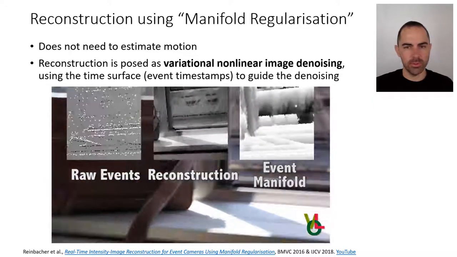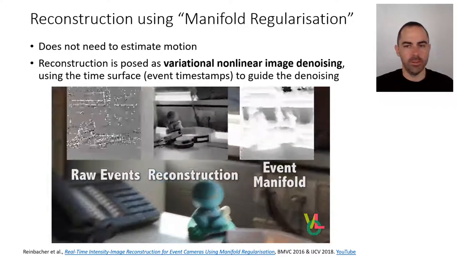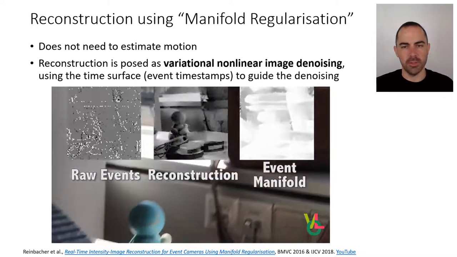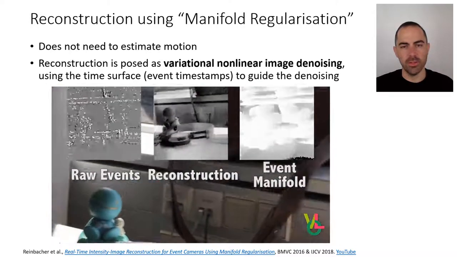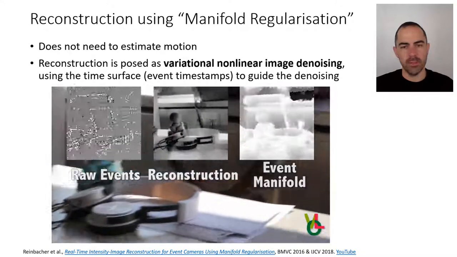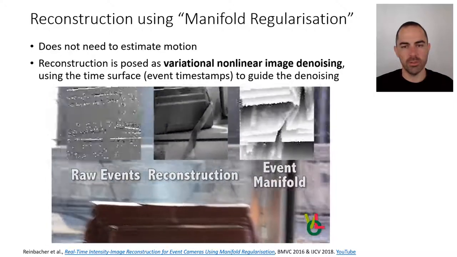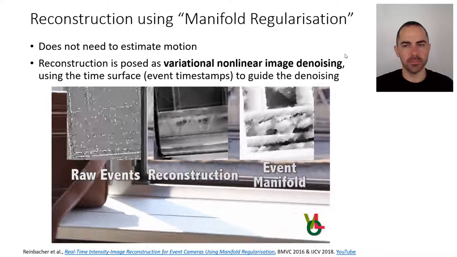Yet it's quite good. It shows that you can do this with a model-based approach, so variational, at very high speed. I think they do use a GPU to do it at 300 or 500 frames per second, and there is no need to do motion estimation or learning. Quite an interesting work.